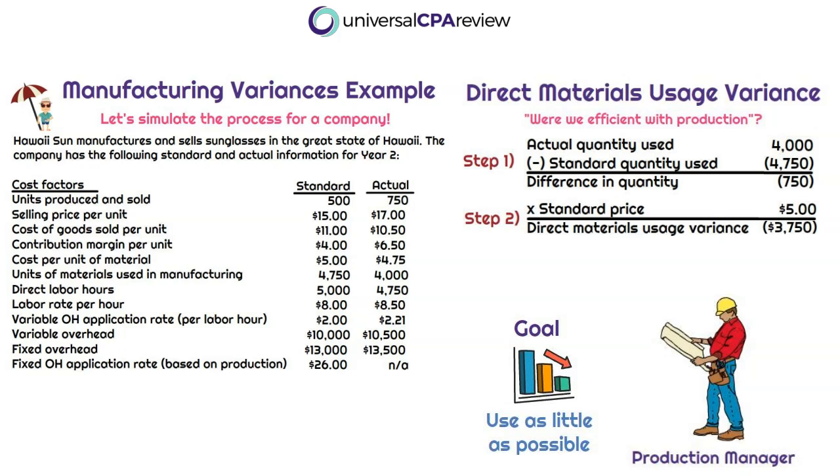Now, is it favorable or unfavorable? Well, if you're the production manager, do you want to use less or more quantity to produce the units that were eventually sold? And the goal is to use less, right? So since actual quantity used was less than the standard quantity, that results in a favorable variance of 3,750. So that is how we can interpret the direct materials usage variance. And the question we should be asking ourselves is, were we efficient with production? And in this case, they were more efficient than they had expected to be.